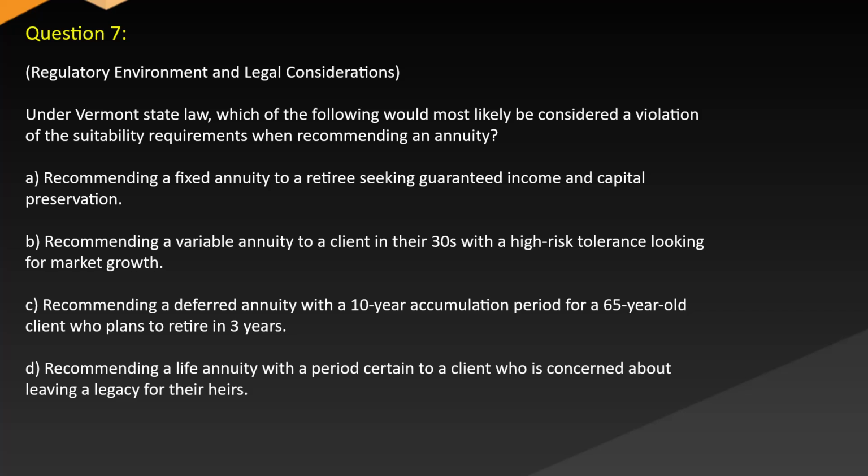A. Recommending a fixed annuity to retirees seeking guaranteed income and capital preservation. B. Recommending a variable annuity to a client in their 30s with a high-risk tolerance looking for market growth. C. Recommending a deferred annuity with a 10-year accumulation period for a 65-year-old client who plans to retire in 3 years. D. Recommending a life annuity with a period certain to a client who is concerned about leaving a legacy for their heirs.